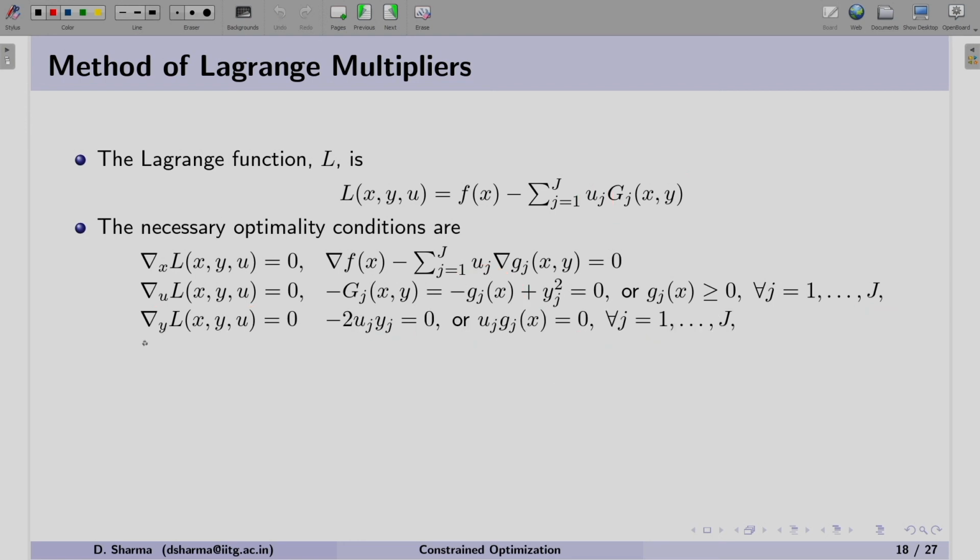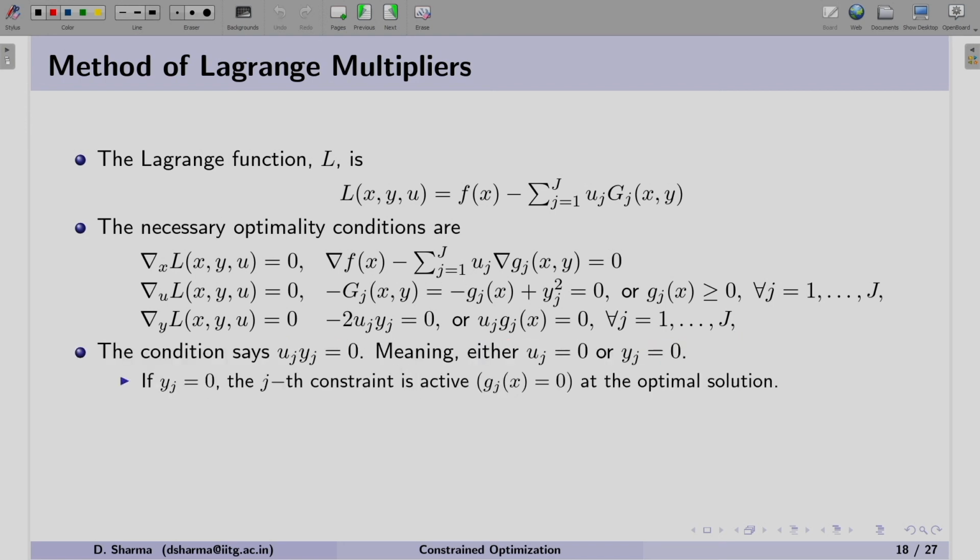The third optimality condition we get when we find the gradient of the function L with respect to the slack variable y and make it equal to 0. In this case, the condition which we get is minus 2 uj yj equals 0, or we can write uj gj equals 0, and this is for all constraints.